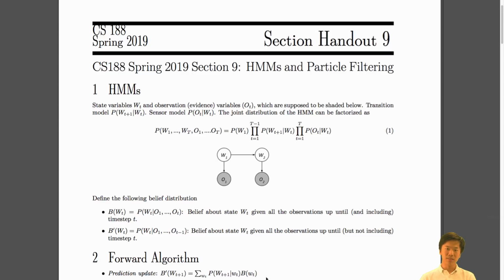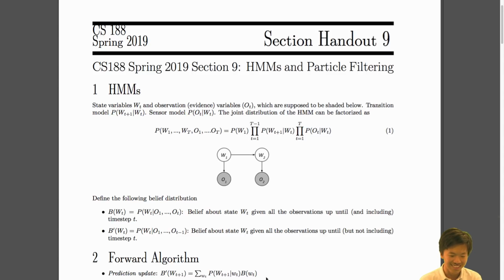Today we are going to talk about the hidden Markov model and particle filtering. So in this video, I'm going to do a brief overview of both concepts, and then I'm going to go over the first two questions on this worksheet. So without further ado, let's jump right into it.